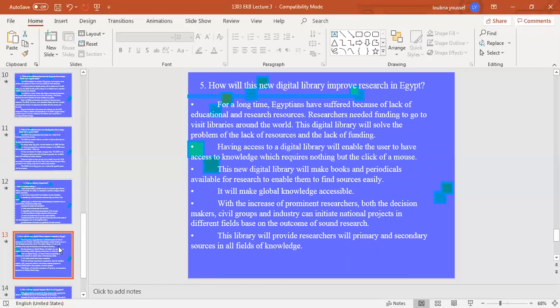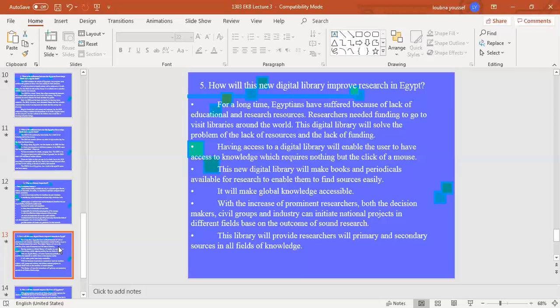And the first point says, for a long time, Egyptians have suffered because of a lack of educational and research resources. Researchers needed funding to go to visit libraries around the world. So for example, when I was working on my PhD, I had to go to England and to America to use the libraries there, because at the time there were no computers and there was no internet. And of course, these trips cost me a lot of money.